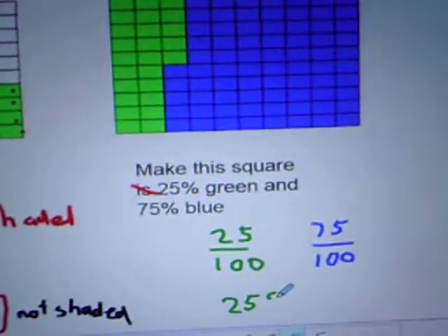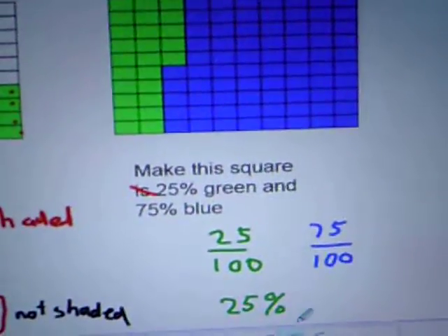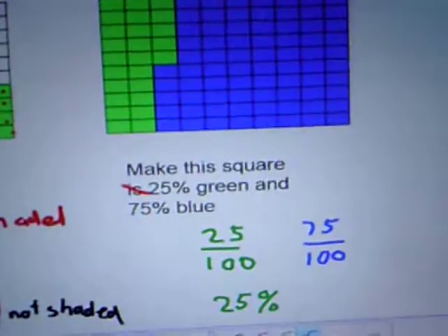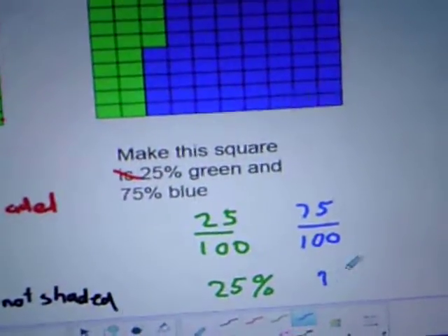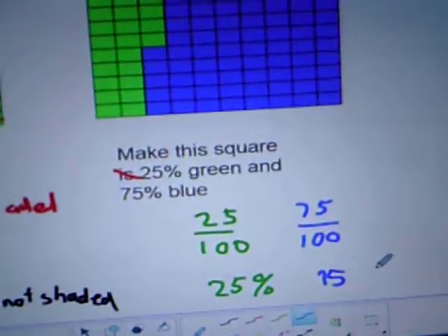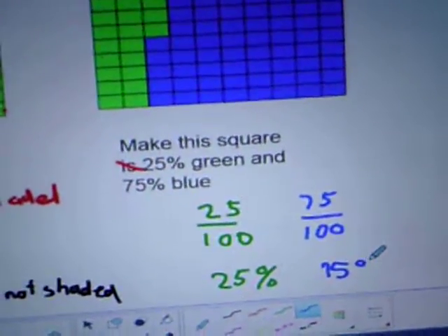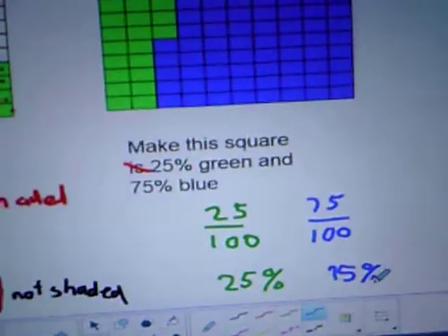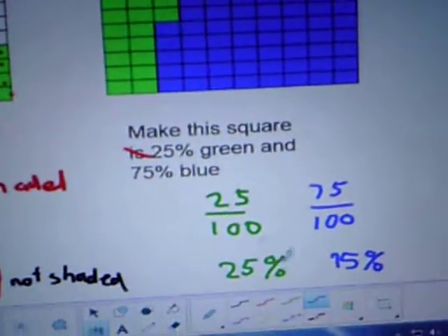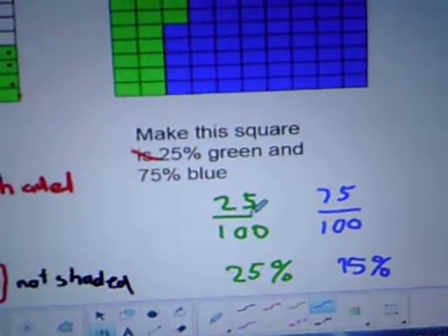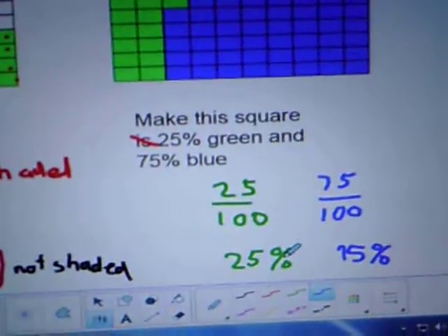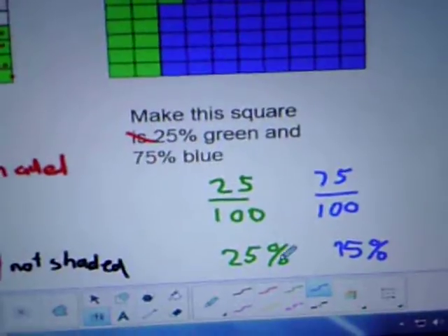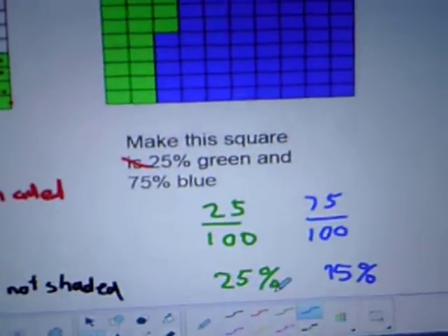25% green, 75% blue. And again, on this percent sign here, the percent sign is just a substitute for this fraction bar and 100. This percent sign literally means 25 parts of 100. Okay, in other words, 25%.